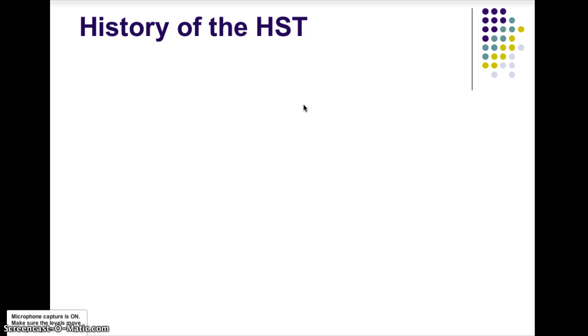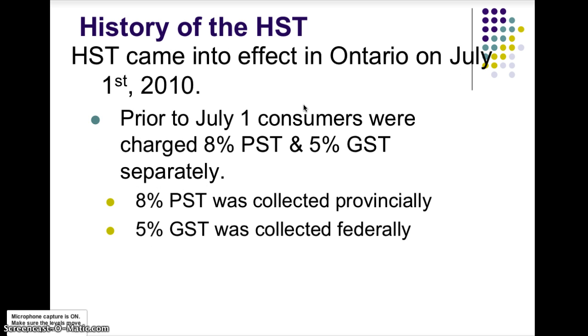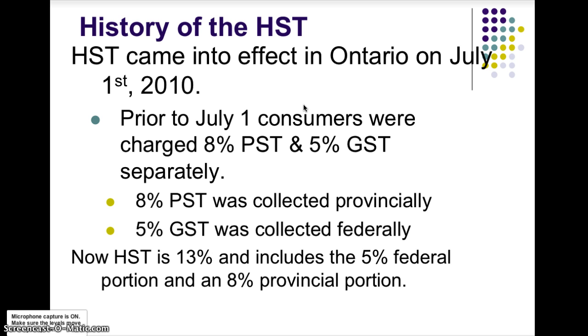So how did HST come about? HST came into effect in Ontario on July 1st, 2010. Prior to July 1st, consumers were charged 8% PST and 5% GST separately. PST was collected provincially and GST was collected federally. Now HST is 13% and includes the 5% federal portion and 8% provincial portion.